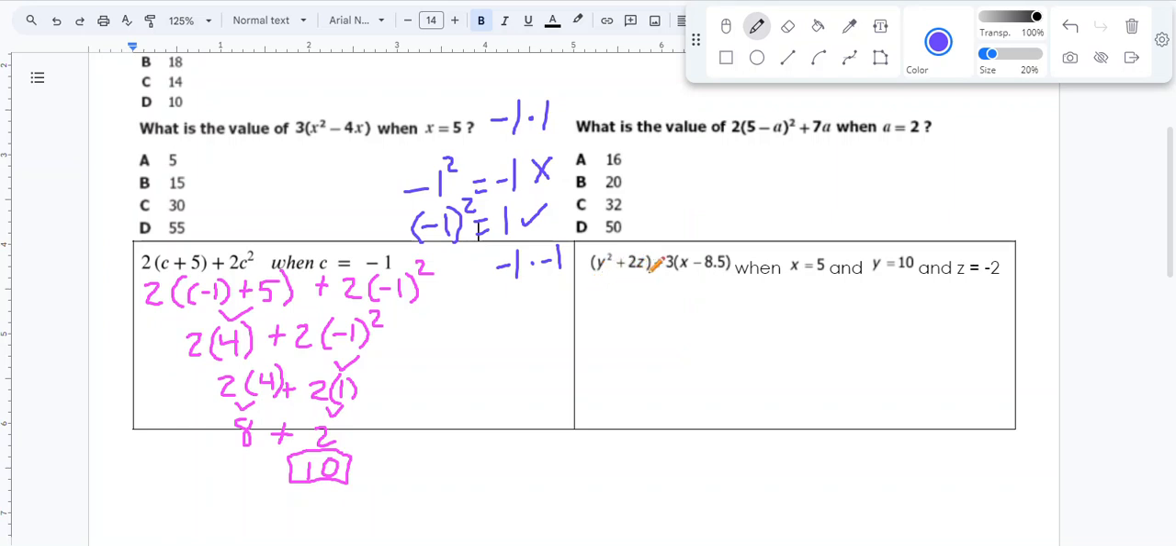y squared plus 2z plus 3 parentheses x minus 8.5 when x equals 5, y equals 10, and z equals -2. All right, so I'm going to rewrite it again. y they said was 10, so I'm going to plug in 10 with parentheses and put squared plus 2, and then it says z. z is -2, so I'm going to put -2 and then close out my big parentheses, and then plus 3, open parentheses, and then it says x. I'm going to plug in 5 for x with parentheses, and then minus 8.5.